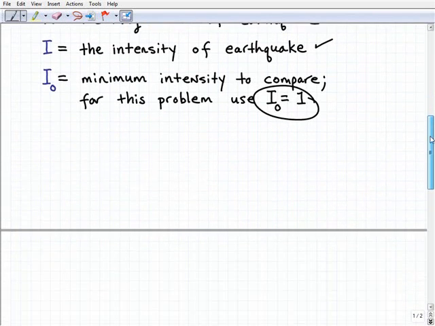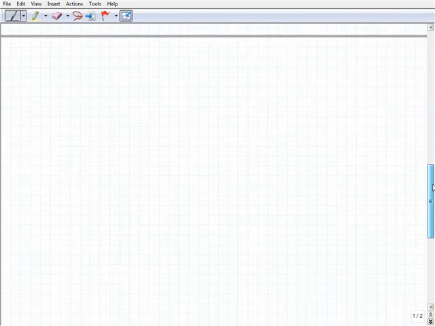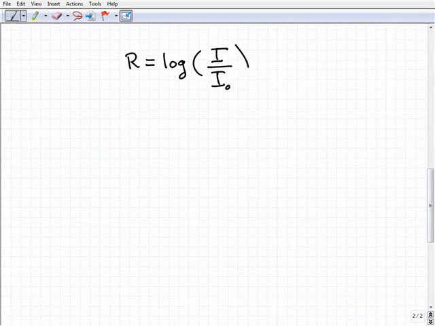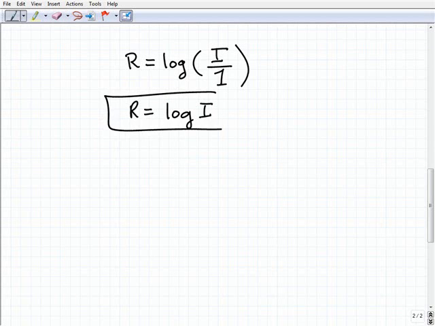All right, the first thing I want to do is figure out these intensities. Let's look at the 6.0 earthquake first. We know that R is equal to log of the intensity over the initial intensity, I sub naught. I'm going to replace that with just 1. Let's look at how this equation simplifies. It's log of I over 1, or simply R equals log I. For the purposes of this problem, just go ahead and use this formula: R equals log I.